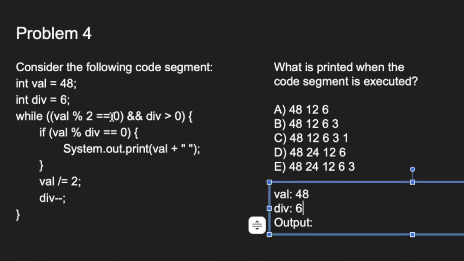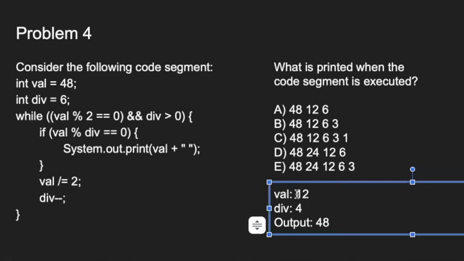Alright, so the first time you run this while loop, you see that 48 is divisible by 6, so therefore you print out 48. And then now changing val and div, so val changes to 24 and div changes to 5. And this while loop is still true. Val is still even and div is still greater than 0. Alright, but this time this if statement is not true because 24 is not divisible by 5. Alright, so we don't print anything out, and then we edit val and div.